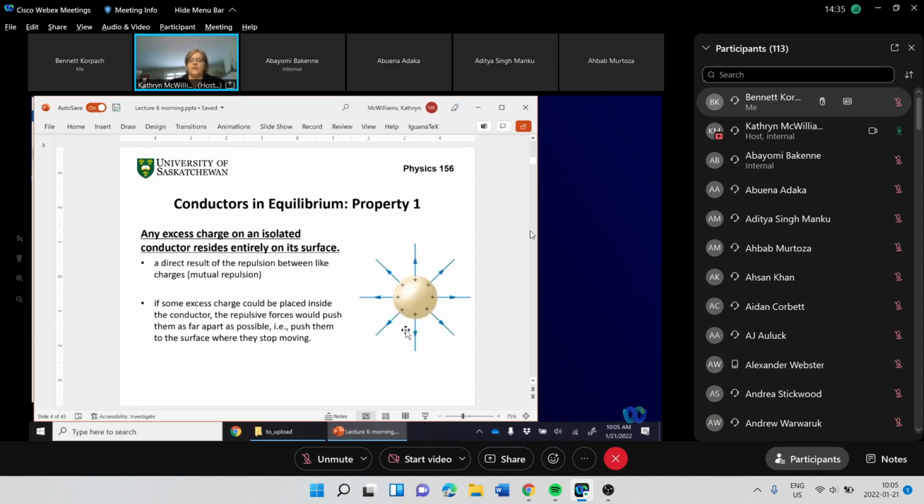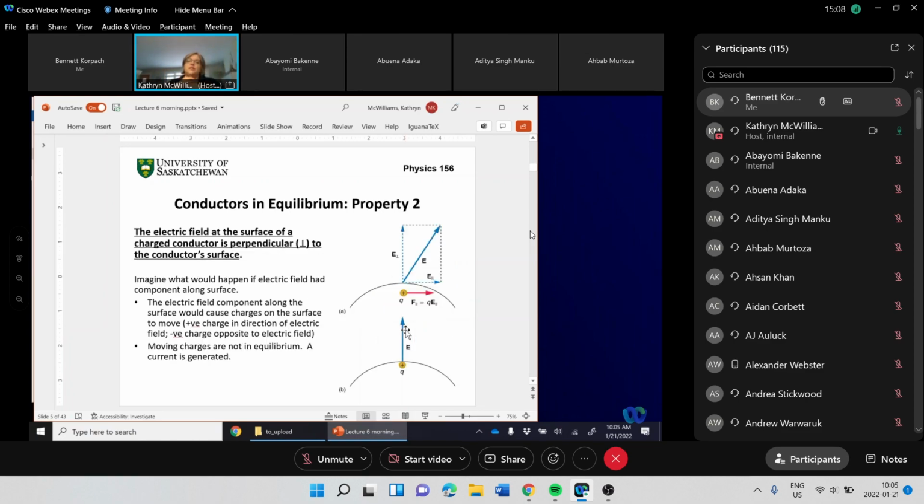Okay, so we'll go through these properties one by one. The excess charge on a conductor, so we have extra charge here, sits on the surface, right at the edge, and that's because of the repulsive force between the like charges. So if any extra charge was placed inside, it would immediately feel that repulsive force and be pushed to the edge. Okay, so that's one thing we need to know.